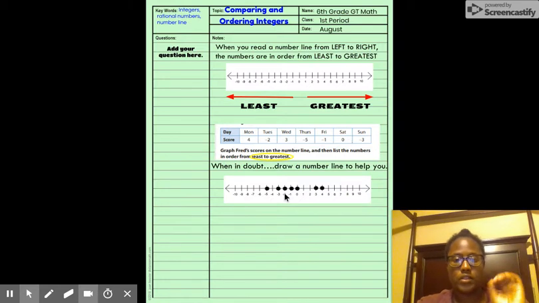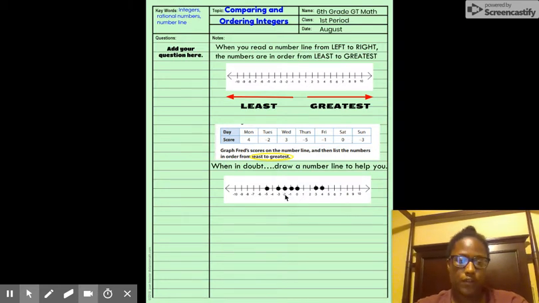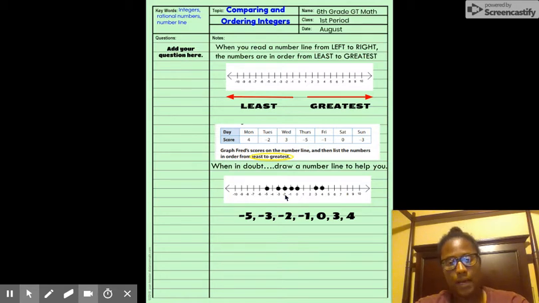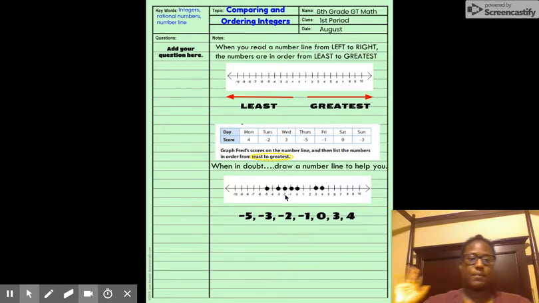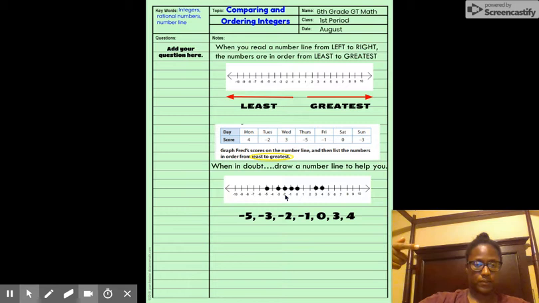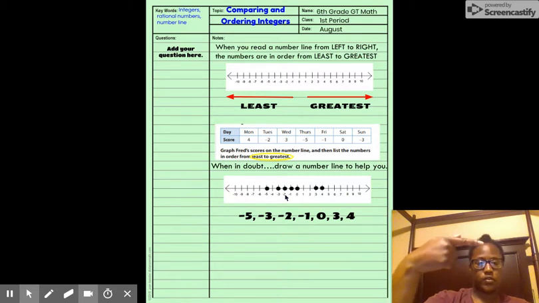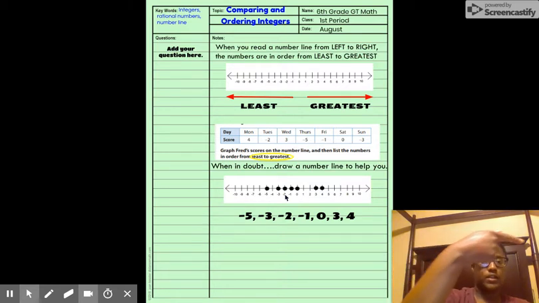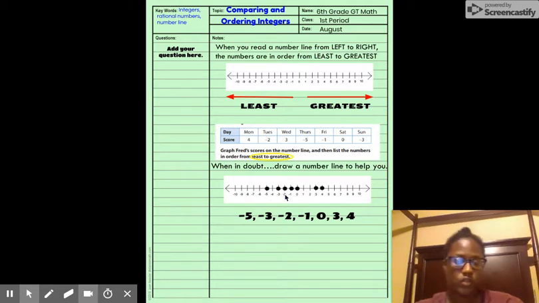And then I always double check and make sure I know what I'm looking for. So we are looking for least to greatest. I know that my smallest number is going to be to the left and my largest number is going to be to the right. So all I need to do is read the number line going this way. If I start on the left, I hit -5, which is the smallest, then -3, -2, -1, and then 0, 3, and 4. So that is in order from least to greatest.